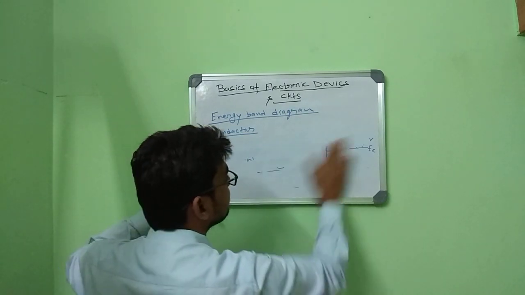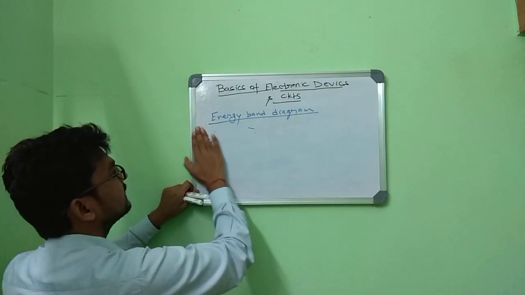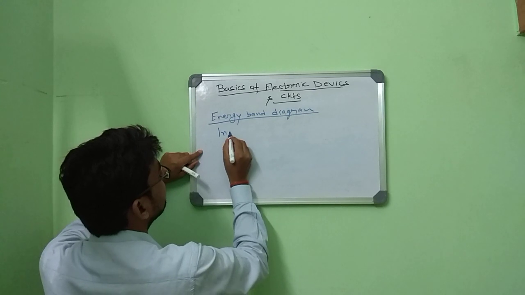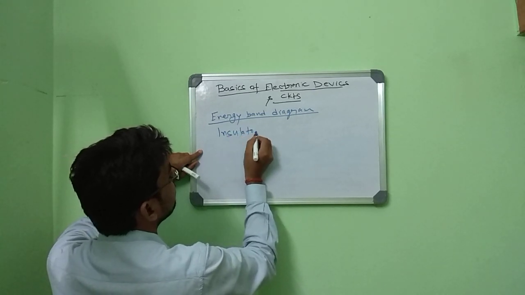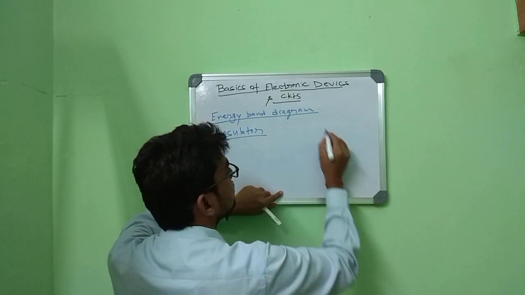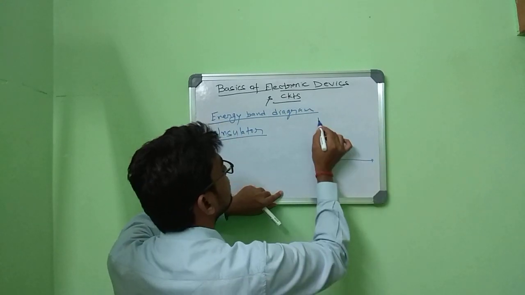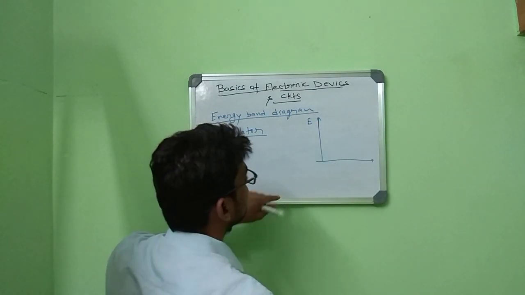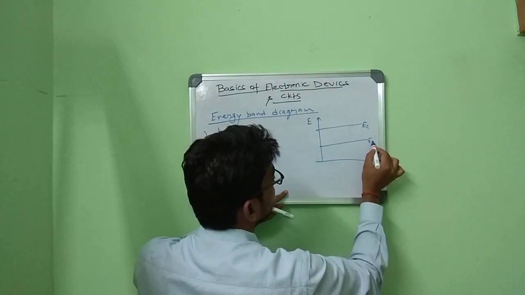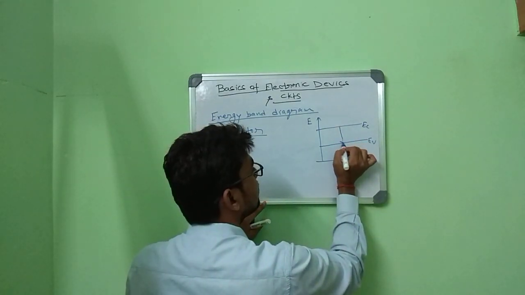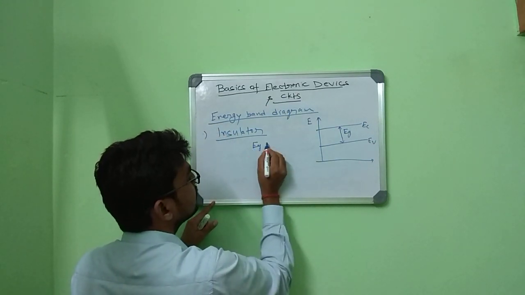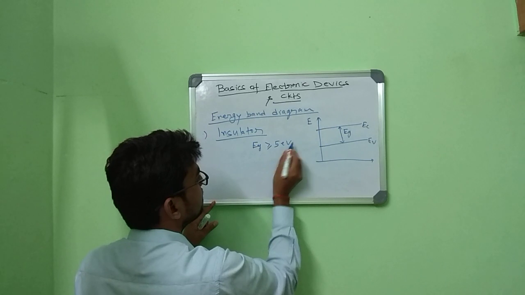And the second one is the insulator. It has a very interesting property. Insulator means there are no free electrons even at room temperature. This is your energy axis, this is your conduction band, and this is your valence band. See, the energy gap is very high. Energy gap is nearly or equal to 5 electron volt for an insulator.